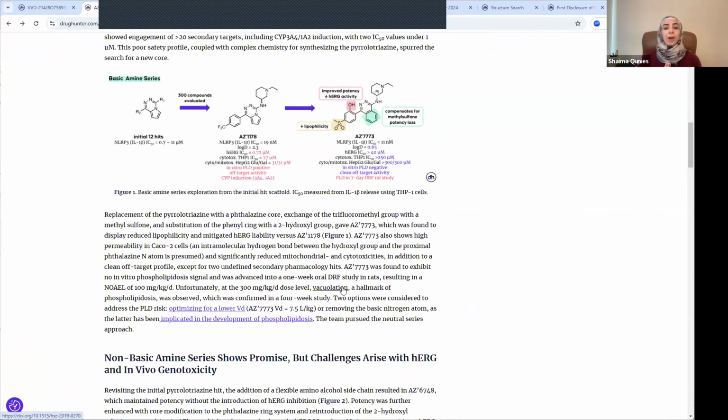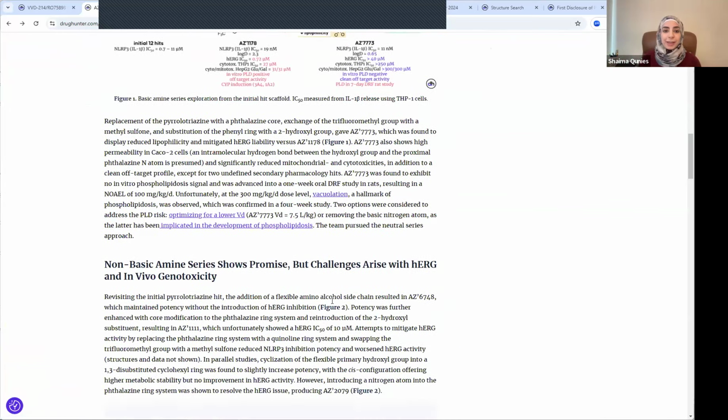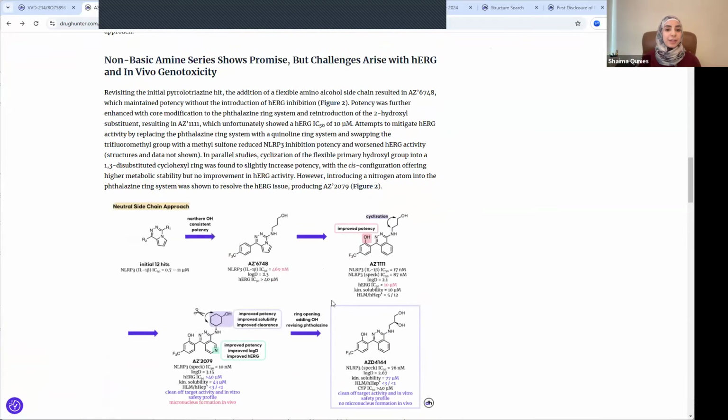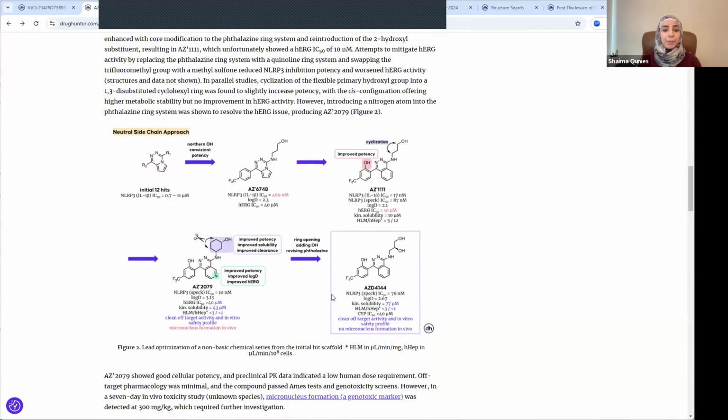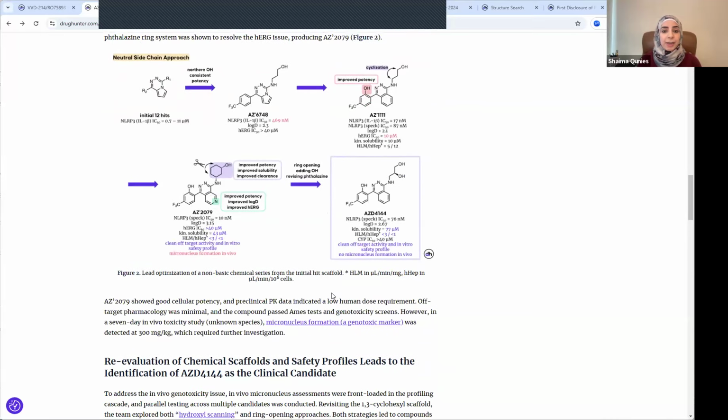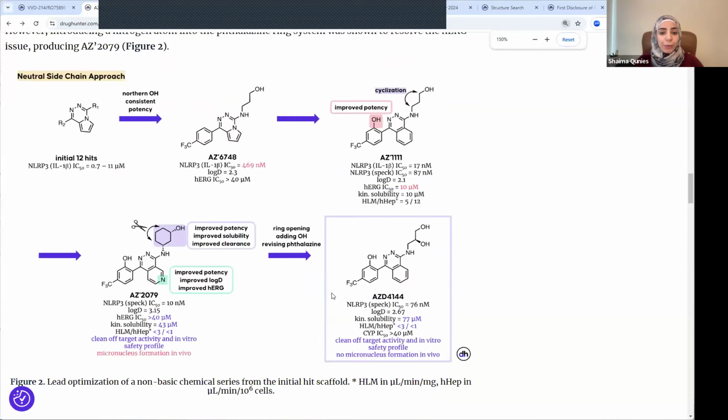So now the company has to think again about the basic nitrogen, because there are some studies that showed that it could be implicated in phospholipidosis. So they revisited the head again, and they evaluated a neutral side chain instead of the basic one. And through the optimization process, as you can see here, they were able to improve the potency. Then they were struggling in AZ111 with the hERG activity. It was a hERG inhibitor at 10 micromolar. Then they have done more optimization, and absolutely, here I'm just talking about the things that worked.